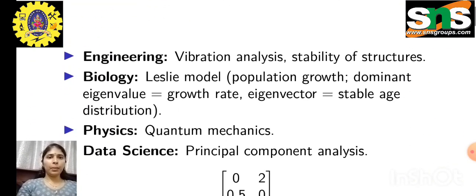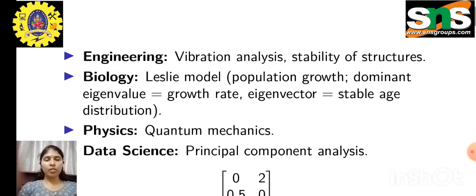Next are the applications of eigenvalues and eigenvectors. In the engineering field we can use them for vibrational analysis and stability of structures. Next, in biology, we can use the Leslie model, in which we can find the population growth or population decrease rate. The dominant eigenvalue will give the growth rate, and the minimum value will give the decrease rate. The eigenvector will give the stable age distribution.